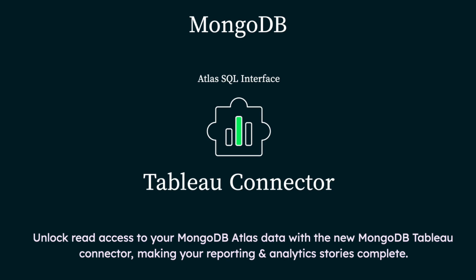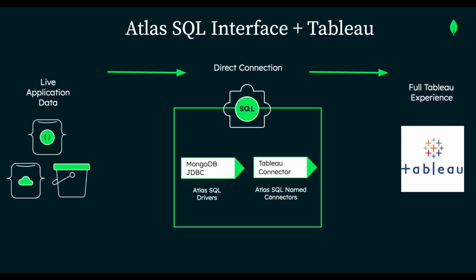MongoDB's Tableau Connector gives you the power to access and analyze live Atlas data from your Tableau desktop in real time through an Atlas SQL interface that lets you leverage your existing SQL knowledge. A direct connection to Atlas means you can find insights on live application data in real time. And with built-in workload isolation, long-running complex queries won't disrupt application performance.